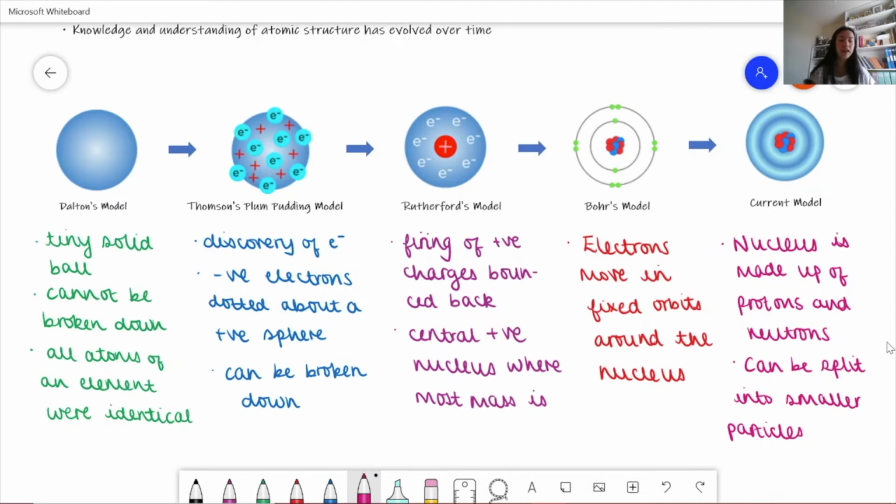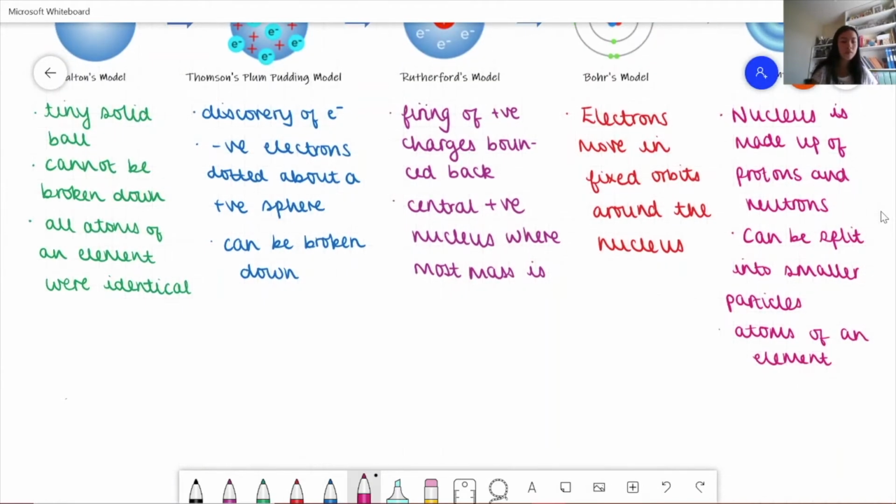We also have that atoms of an element can have a different number of neutrons, but they have to have the same number of protons and electrons. But atoms of different elements can have different numbers of protons and electrons.